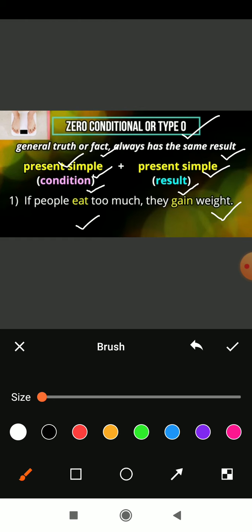So this is what the first sentence says. See the formation of this sentence. Which form of the tense is used here? Simple present. In the if clause, it is in the form of simple present. They gain weight is also in the form of simple present.